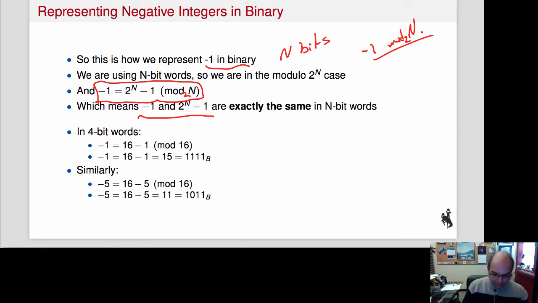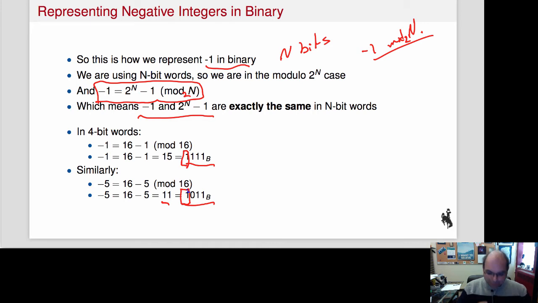So if I have 4-bit words, -1 is actually 16 minus 1, 15, which is 1, 1, 1, 1. How about -5? That's 16 minus 5, which should be 11. That's 1, 0, 1, 1. Now, I want to make a quick comment here. You'll notice that all of these numbers have a leading 1. And the reason they have a leading 1 is that I'm taking 2 to the n, and then I'm subtracting 1 or 2 or 3, a small number. So actually, they're in the upper half of the range between 0 and 2 to the n.